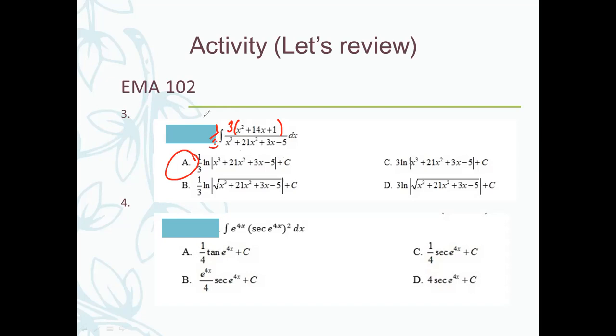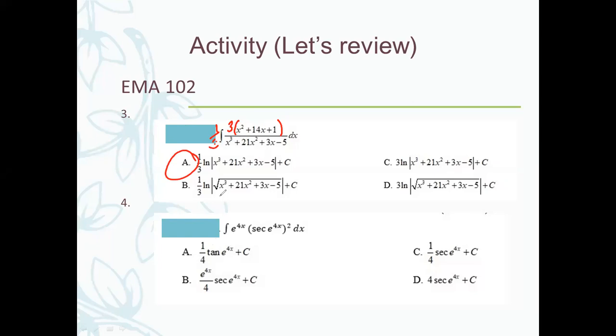What about number 4? Number 4 is A. Bobby. Okay. Bobby is sometimes wrong. So your number 4 is letter A.